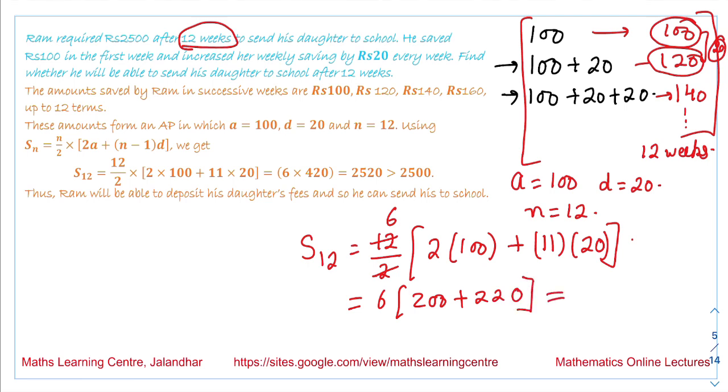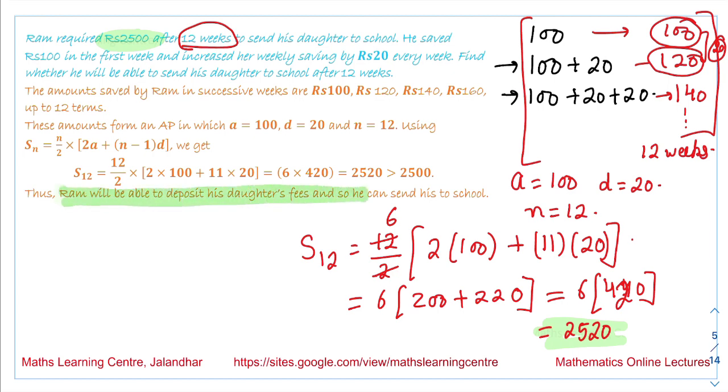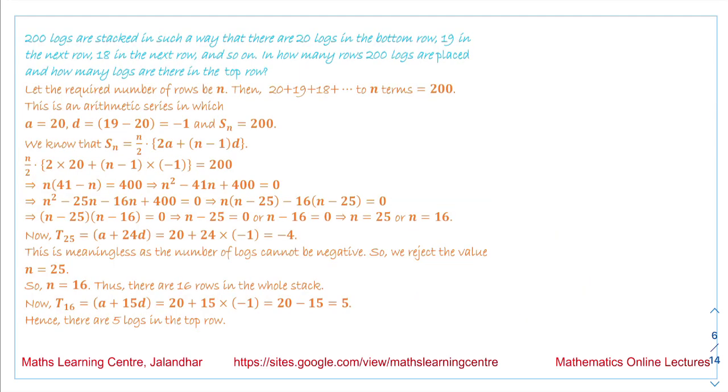So the answer we will get is 6 into 420, and this comes out to be 2520. This value 2520 is greater than the value required, that is 2500. So Ram will be able to deposit his daughter's fees and will be able to send her to the school.